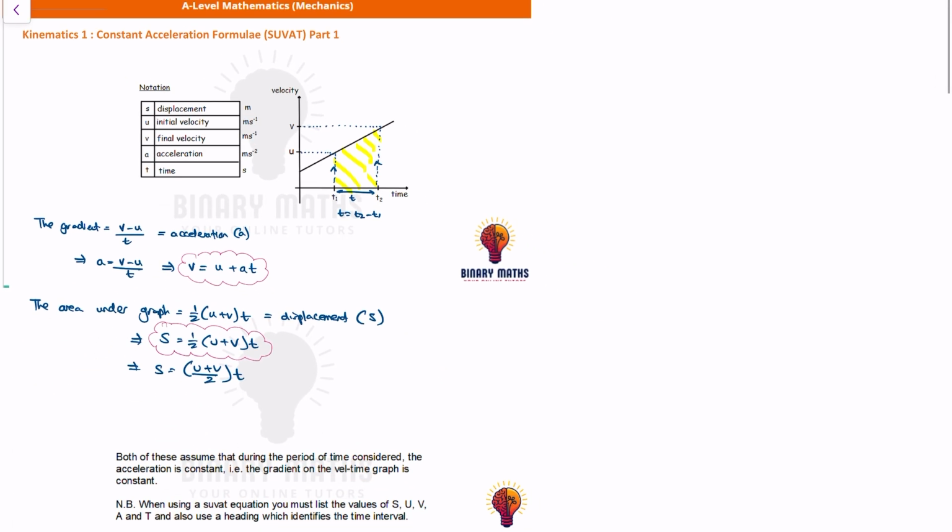Okay, so both of these assume that during the period of time considered, the acceleration is constant. So this only works when acceleration is constant, i.e. the gradient on the velocity time graph is constant. NB, when using SUVAT equations, you must list the values of S, U, V, A, and T, and use a heading which identifies the time interval. It's best to get into that practice.